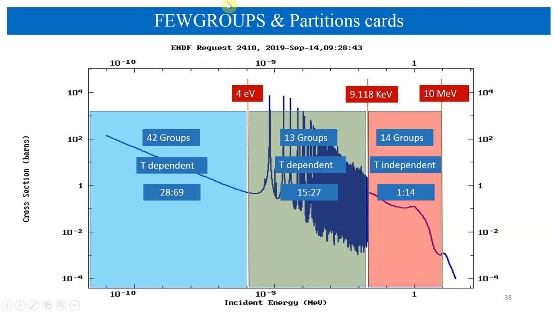The few group card is used to define the energy groups. I can solve without using the 69 groups. I can just say from group 1 to group 15, it's one group. So I take just three groups, fast, thermal. So I can use three groups, or use five groups, or use six groups.